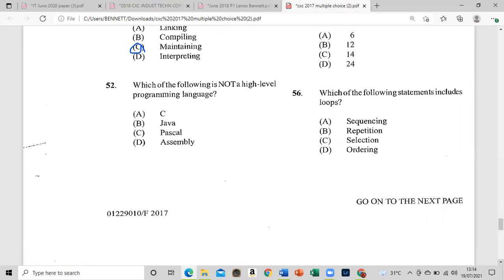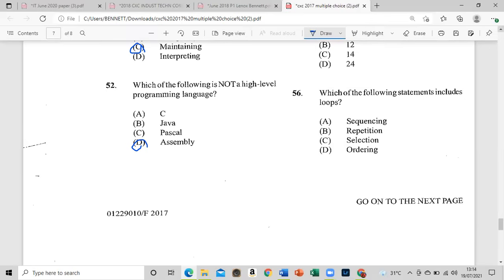All right, this was done as a C1 unknown answer. Which of the following is not a high-level programming language? C good, Java good, Pascal good. It is assembly. All right, so let's move on.